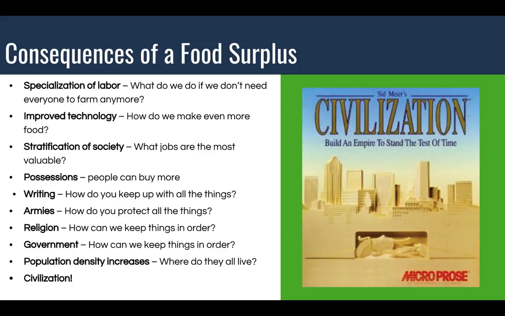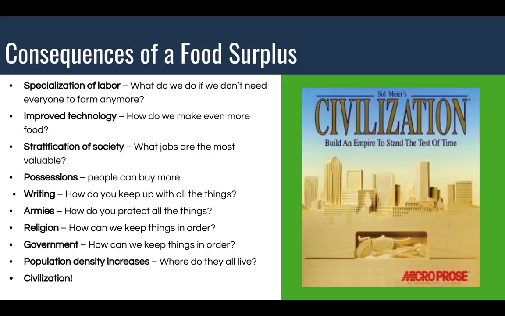How do we keep things in order? Well, we'll use religion. Well, that didn't work. Well, we'll use laws and government. And as all this is happening, you're producing more and more food because your technology is getting better and your population is growing. And that means more people in one place. So where do they all live? Well, probably at this point you're developing a city.